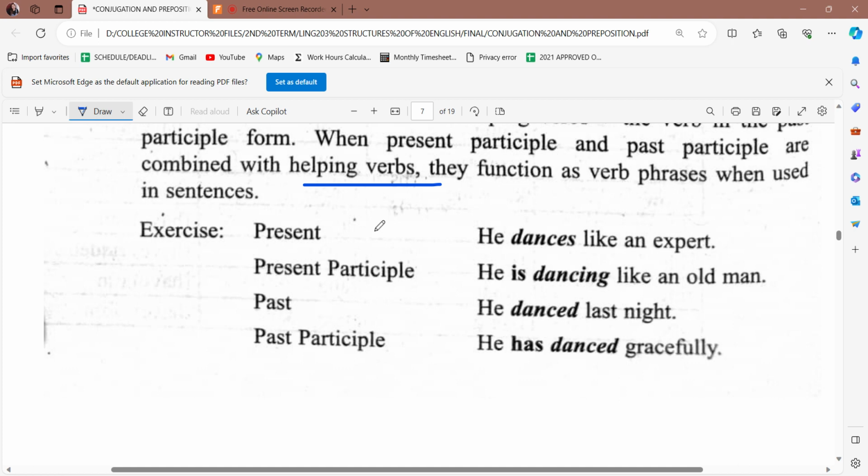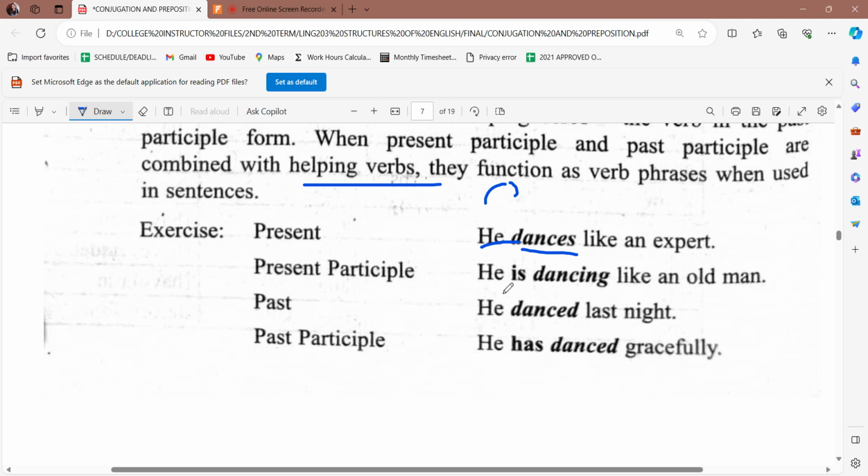Okay, take note also of the subject-verb agreement. When the subject is singular, the verb should also be singular. So for this matter, since our subject is he, and he connotes one male, therefore our verb is singular also. So we have dances. Okay, so he dances like an expert.